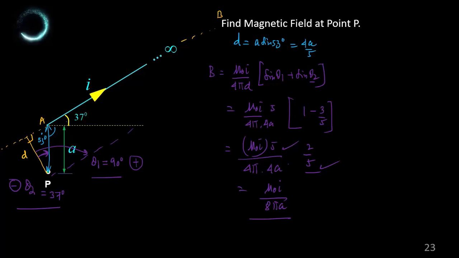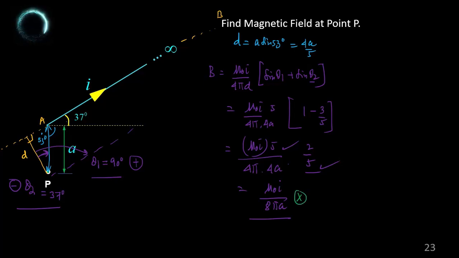That is the magnitude part. Regarding the direction, put your thumb along the I direction and stretch the fingers towards your point P, that is along the D direction. So the palm will be facing into the plane of paper. So the magnitude is this one and the direction is cross, meaning into the plane of paper. That's all. This is the answer.